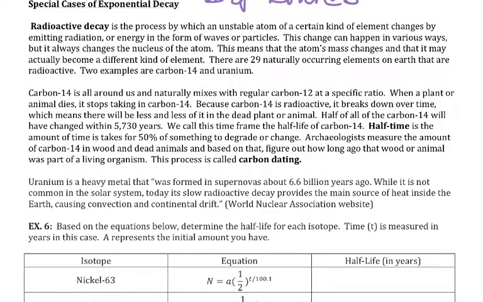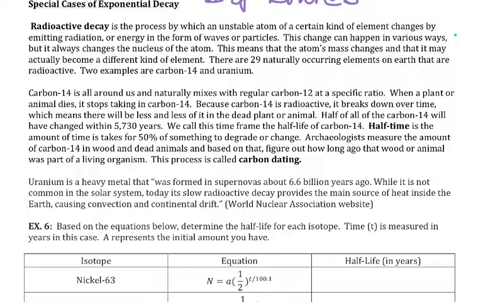So this can happen in various ways, but it usually, or almost always, changes the nucleus of the atom. That means that the atom's mass changes, and then it may actually become a different kind of element. So we know elements are determined by the number of protons. If the nucleus loses a proton, it's not going to stay that element anymore. It's going to become something else. There are 29 naturally occurring elements on Earth that are radioactive, so that they decay and can become other kinds of atoms. Two examples are carbon-14 and uranium.